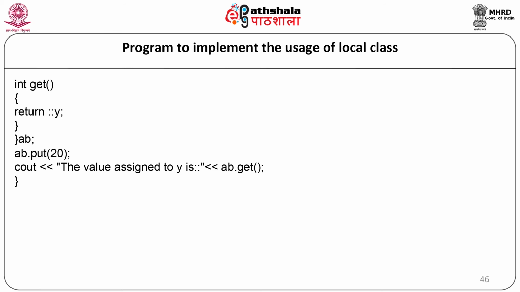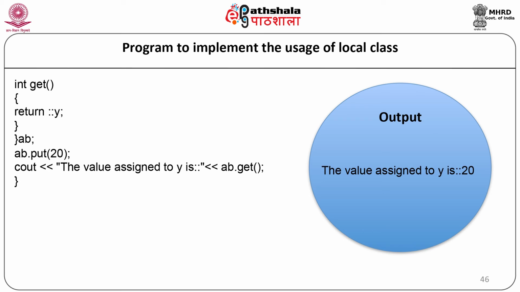Then we are going to display the message cout, the value assigned to y is colon, and here we are going to call the member function ab.get, and our function will end. Now, when the above code is compiled and executed, it will produce the output as the value assigned to y is 20.